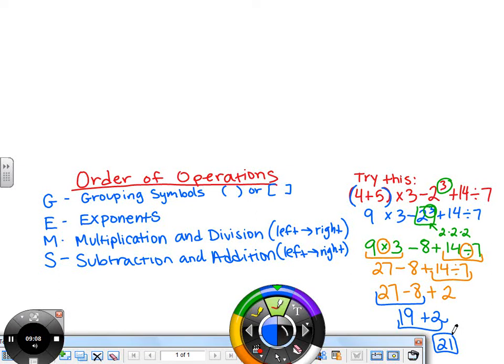So the next thing we're going to do is just do 3 examples of the order of operations.